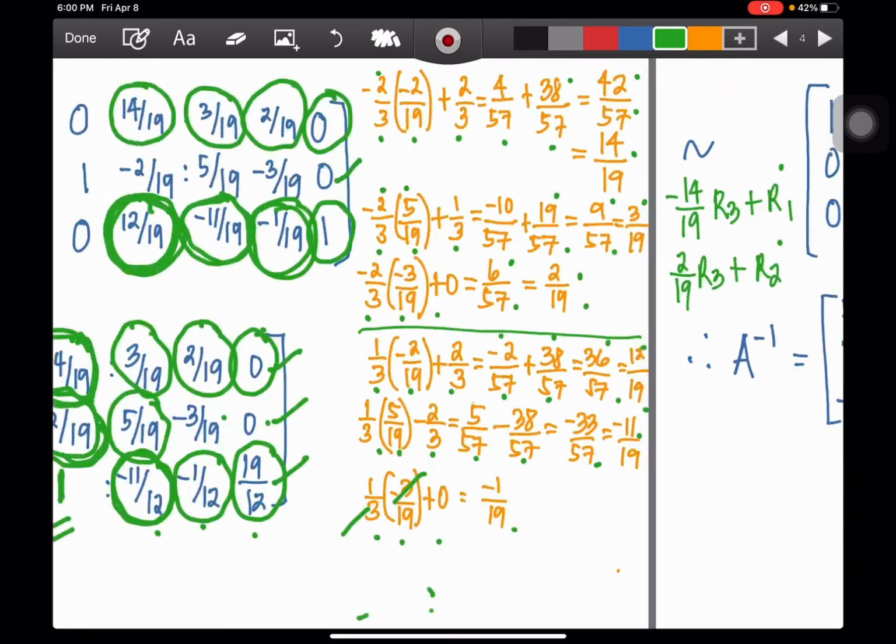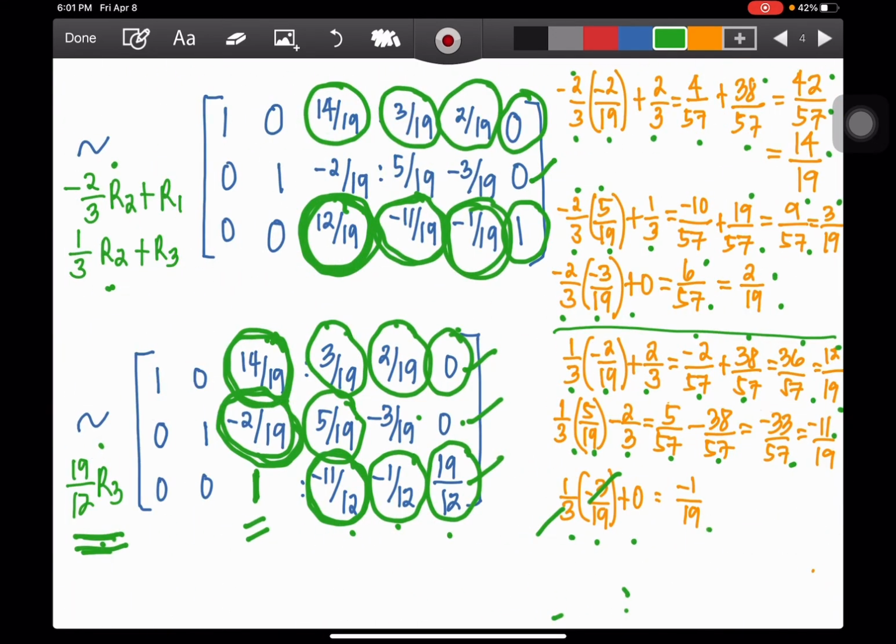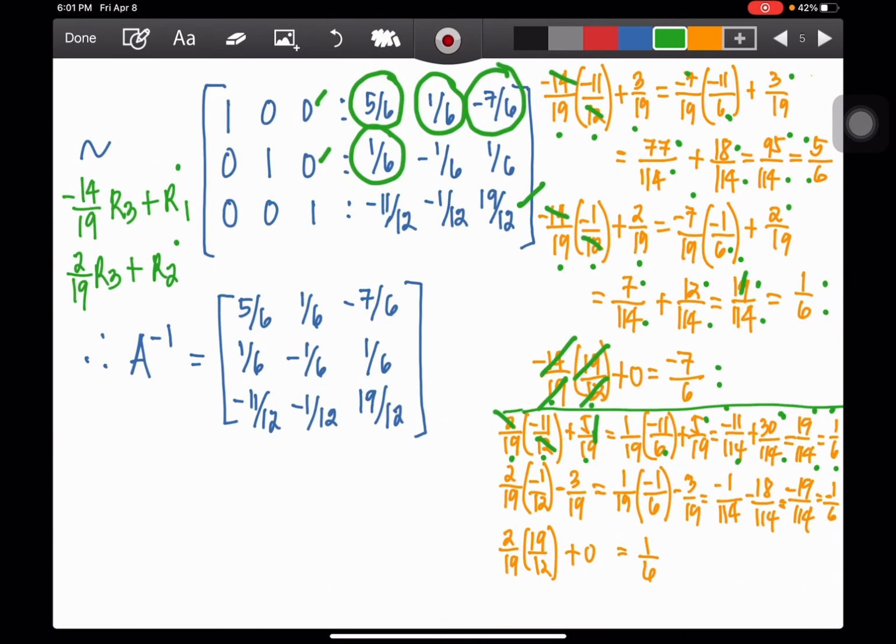Okay. Then we have 2 over 19 again, multiplied by negative 1 over 12 plus negative 3 over 19. So we have here 2 over 19 times negative 1 over 12 minus 3 over 19. So cancelled. So you have negative 1 over 114 minus 6 times 3, negative 18 over 114. Negative 1 minus 18 is negative 19 over 114, which is negative 1 over 6 when simplified.